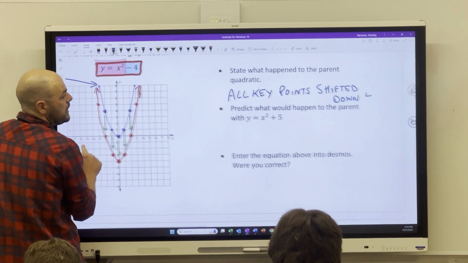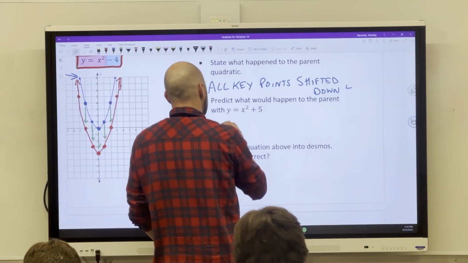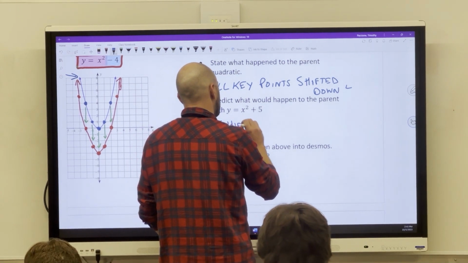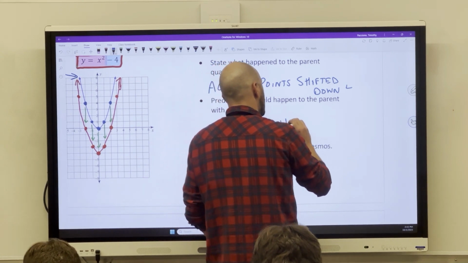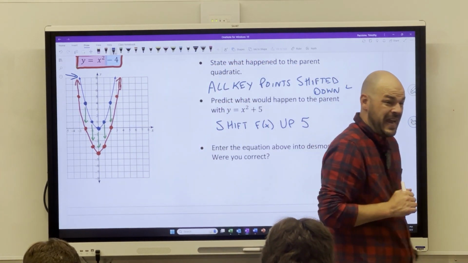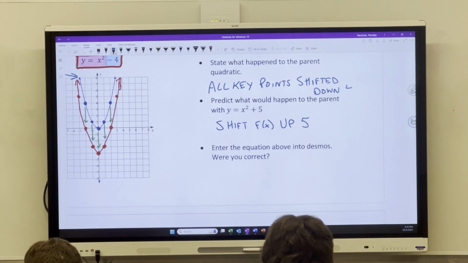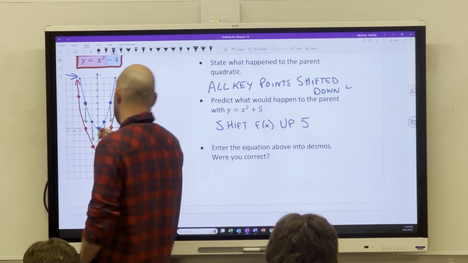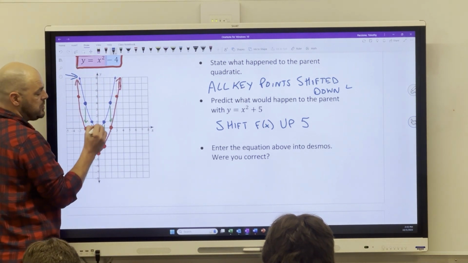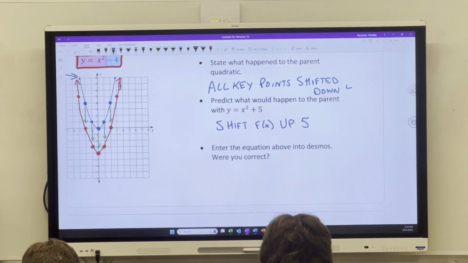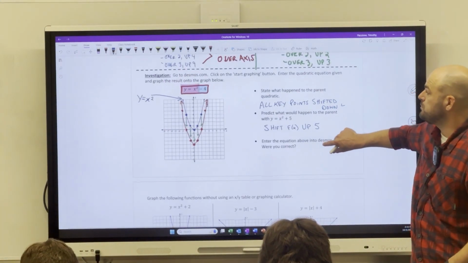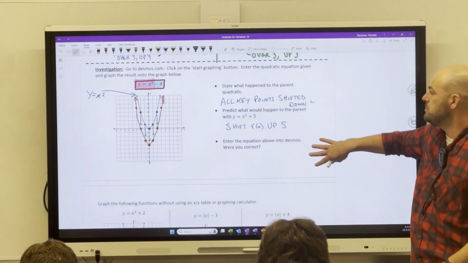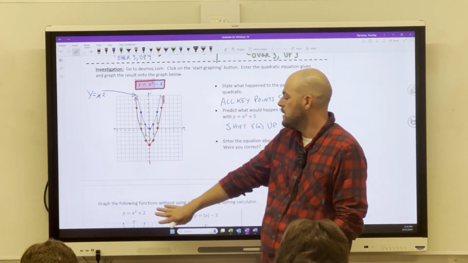Yeah, so this would shift the function up 5, right? And do you have to calculate every one of those points using an XY table? No. If you know where the parent function is, and you know each of the key points, you just move each of the points up 5. Okay? All right, so with that knowledge, knowing that this happens, we're going to try some.